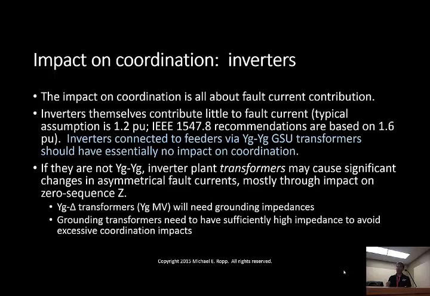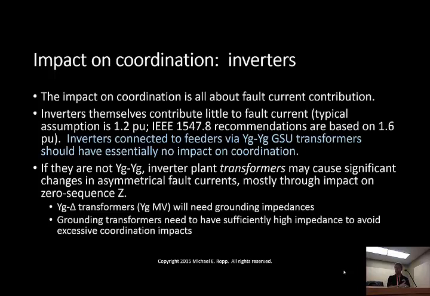Now, of course, if we've said this before, if you can't use a YGYG generator step-up transformer, there can be a fault current contribution from my grounding transformer, or from whatever it is that's mitigating my grounding, so mitigating my ground fault overvoltage. So you have to watch out for ground fault current impacts from those.